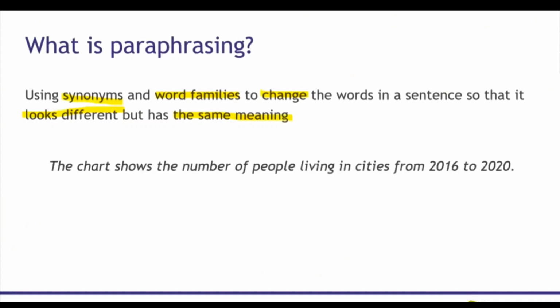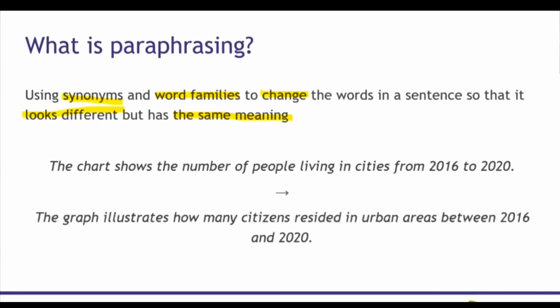Okay, here in this sentence on screen, you may recognize some of the words that we saw before. And we could paraphrase this sentence in this way. Also, you may recognize some of these words from before. So instead of shows, we've changed to illustrates. Instead of people, we've talked about citizens. Instead of cities, we've talked about urban areas. And I'm sure in this sentence, you can see the other paraphrased words that we used before.